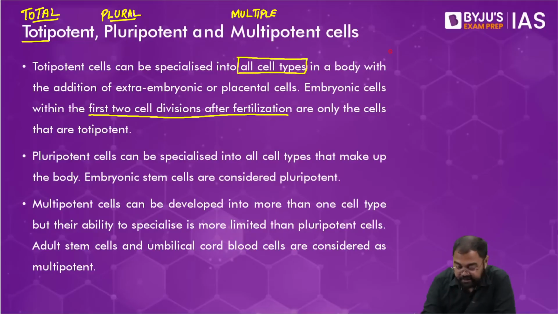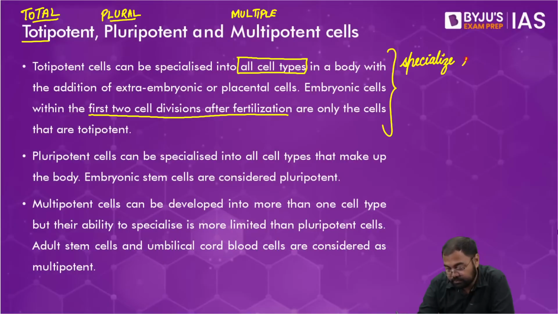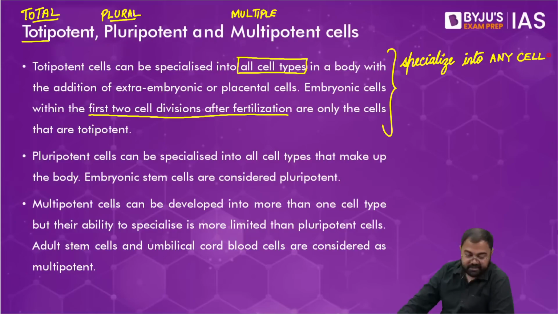Essentially, we are saying they can specialize into any cell. So that's why these are the specific stem cells that can specialize into any kind of cell. So totipotent stem cells can specialize into any kind of cell in the body.